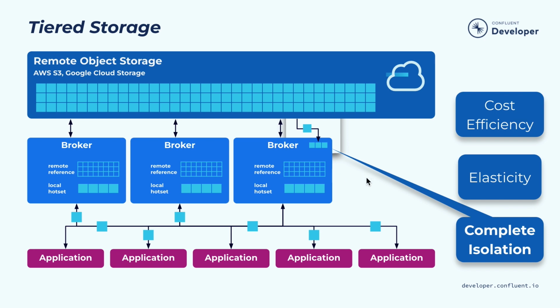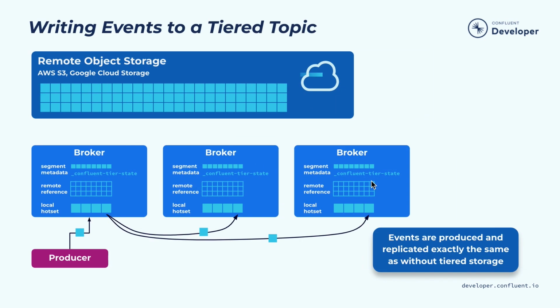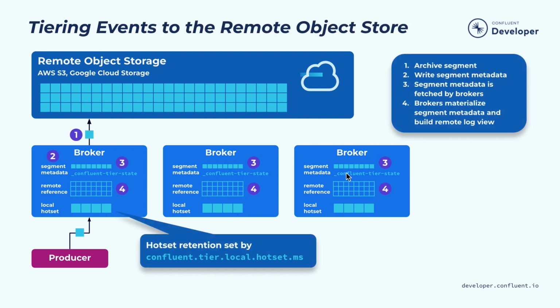Now let's look at in a little bit more detail how tier storage works. When you publish data to a tier storage enabled topic, the producer doesn't change. You still write data to the leader, and the data will be replicated to all the followers. That stays the same as before. But over time, as new segments are being rolled, what a broker will do is to start archiving those rolled segments into the remote object store.